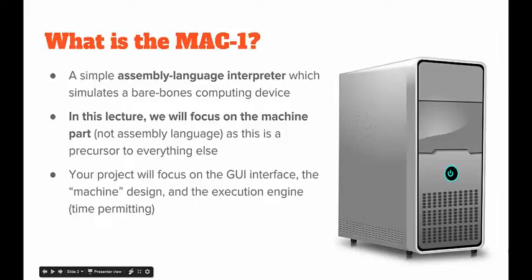So what is the MAC-1? Well, in general, it's a simple assembly language interpreter which simulates a bare bones computing device. In this lecture, we're going to focus on the machine part, not really the assembly language part, although we'll get an example of that, as this is a precursor to everything else. Remember that your project will focus on the GUI interface, the machine design, and, time permitting, the execution engine.